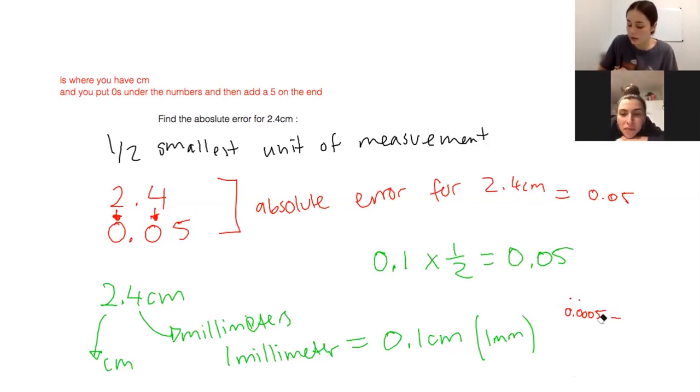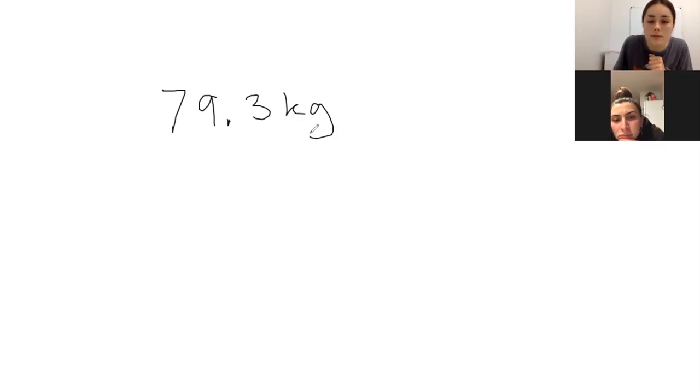Wait, let me see if it works for the other one. 79.3 kilograms. 0, 0. Oh, actually, it kind of works. Okay. So let me, I'll screenshot that. Okay, the other one in that question that you just guessed but got right, it was 79.3 kilograms.